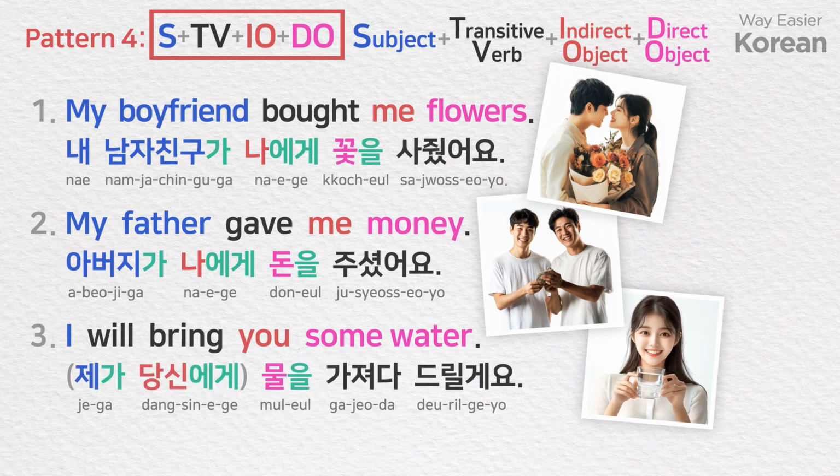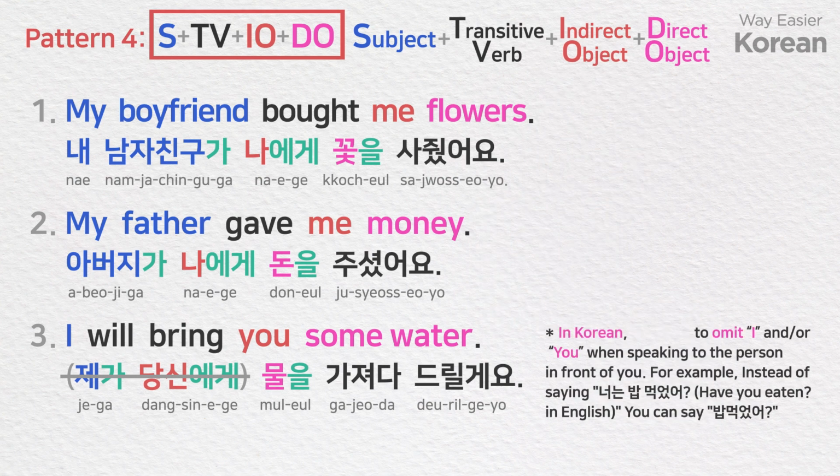In this sentence, you can omit 제가 당신에게, because both you and the person you are talking to know who you and I are. In Korean, it is okay to omit I, and, or you when speaking to the person in front of you. For example, instead of saying, 너는 밥 먹었어? have you eaten? In English, you can say, 밥 먹었어?